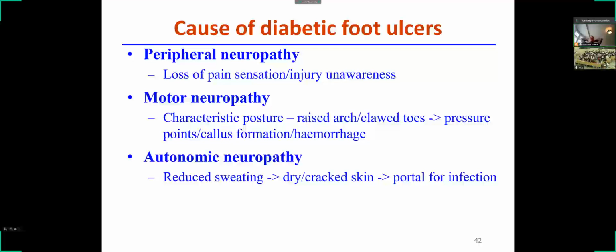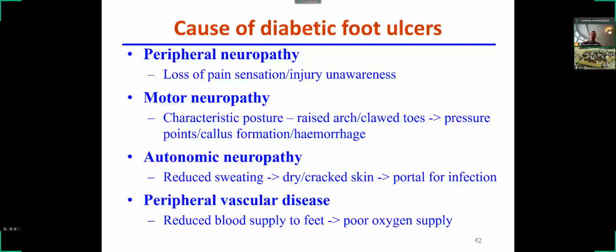When you start to develop this, you can also get autonomic neuropathy where you get reduced sweating, dry and cracked skin, and then obviously this becomes a serious point of potential for infection because the skin is basically open all the time. And then gradually you can start to see also peripheral vascular disease where you see reduced blood flow to the feet. And part of this is that previous comment about the edema and the change in blood pressure.